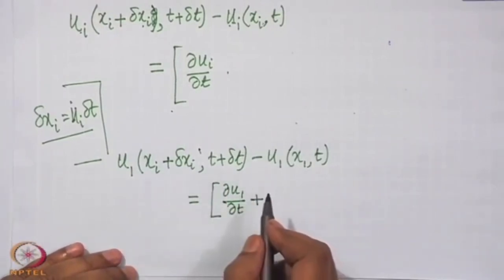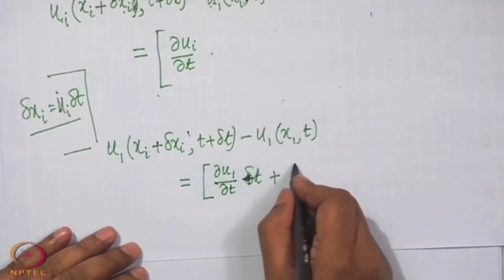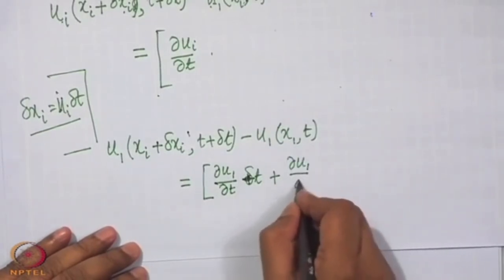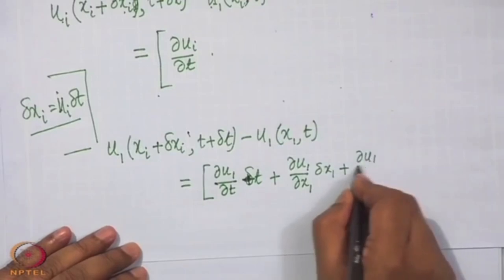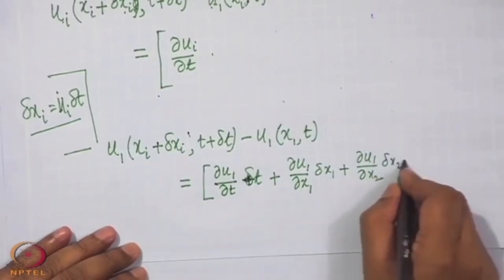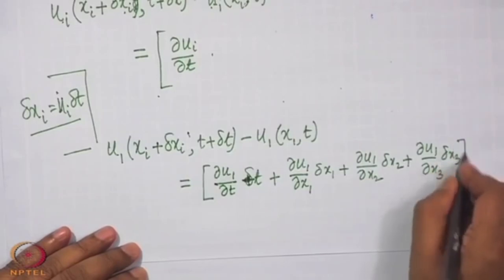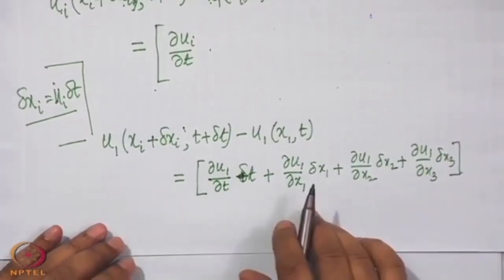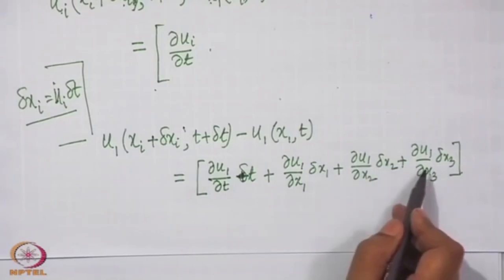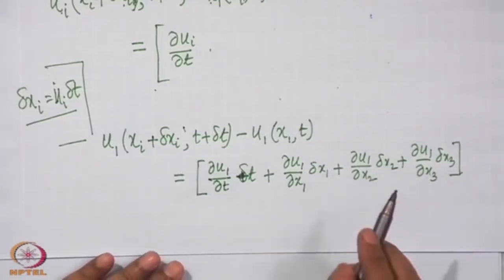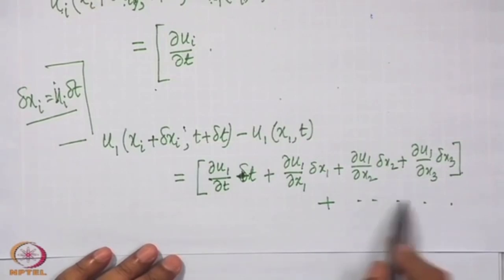The second term will be, okay, let us write it, into delta t plus du1/dx1 into delta x1, plus du1/dx2 into delta x2, plus du1/dx3 into delta x3. This is the first derivative term of the Taylor series, that first term h df/dx. Since there are four variables, we have four first derivative terms. Plus, of course, the second derivative terms we are not writing.